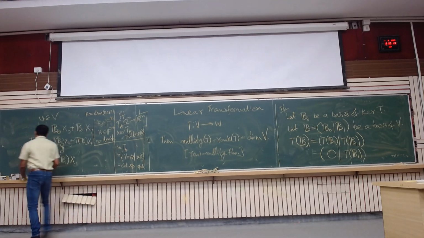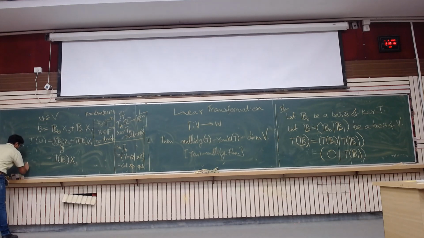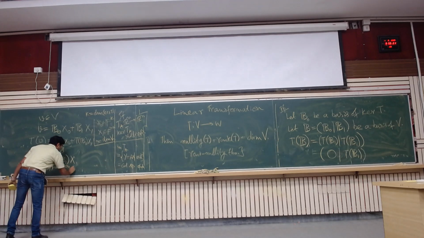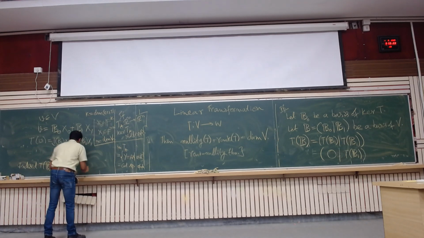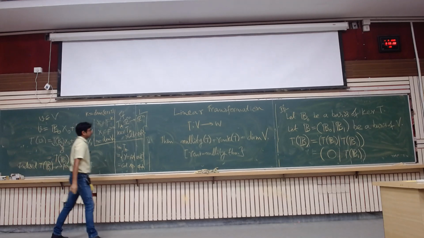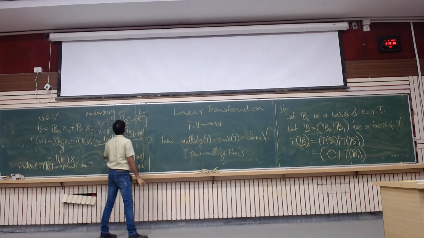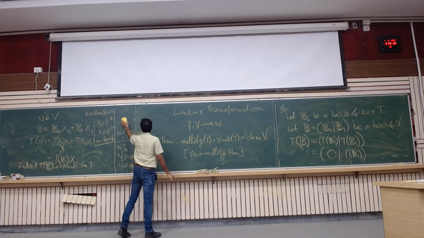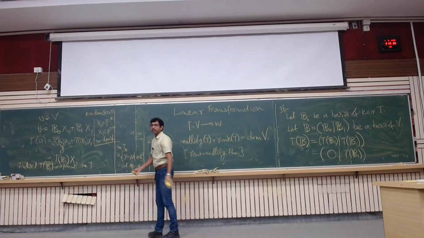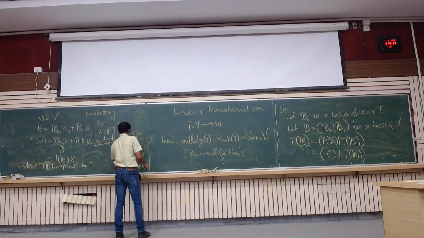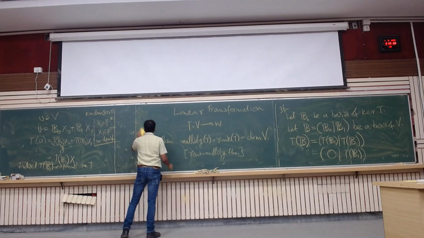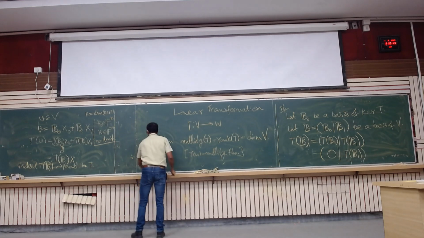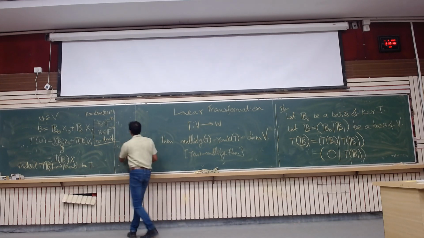So indeed, TB1 spans the image of T. Now suppose they are not linearly independent. The elements in TB1, if they are linearly independent, we are done, right? So suppose they are not linearly independent. What does that mean? Some linear combination of them is going to give you 0, right?